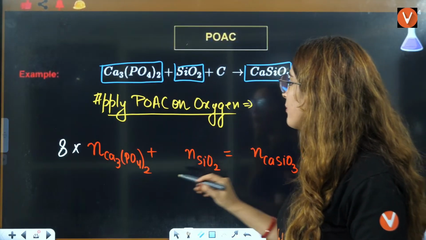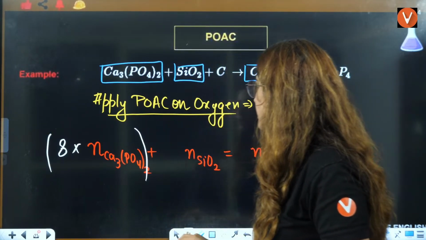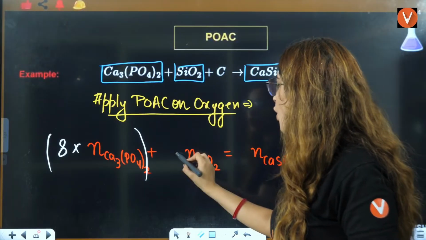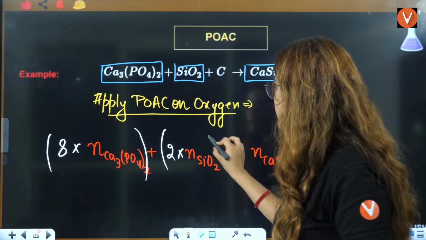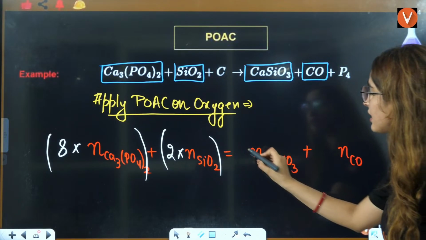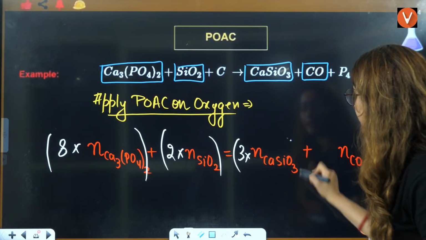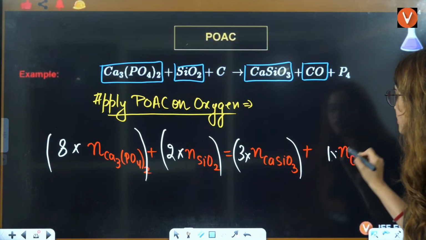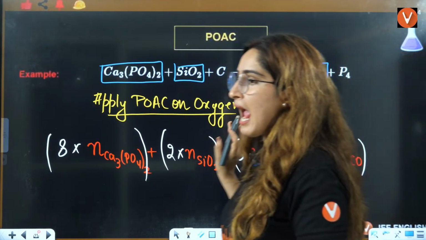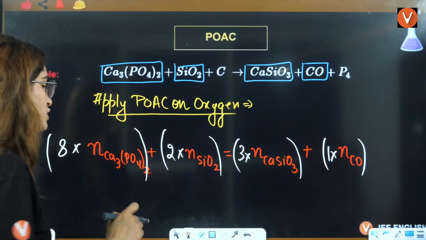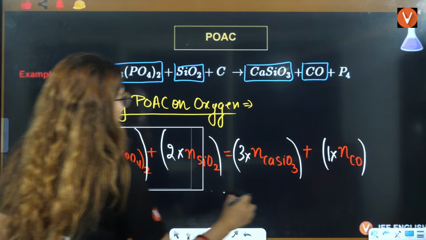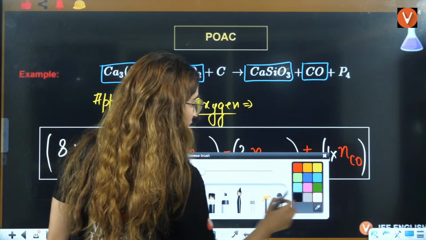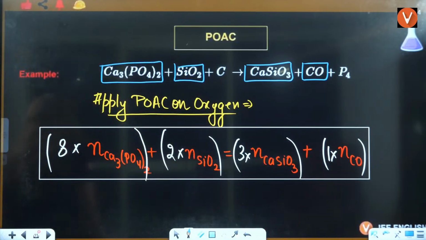Here you have how many oxygen atoms? Here you have 2 oxygen atoms, so it will be multiplied by 2. Here you have 3 oxygen atoms, it will be multiplied by 3. Here you have 1 oxygen atom, it will be multiplied by 1. And this is full-fledged POAC that you have applied here.